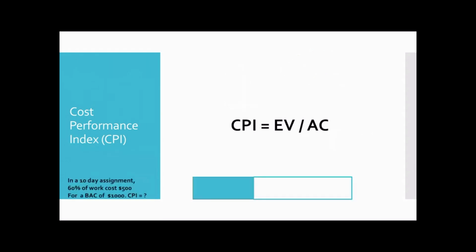Let's see an example. In a 10-day assignment, let's say 60% of the work is completed and it's costing them $500. This is the actual cost. And a budget of $1,000. So what is the CPI? CPI is based on the earned value. Earned value is 60%, 60 by 100 into 1000, so it's going to be $600. $600 divided by actual cost of 500 is going to be 1.2.